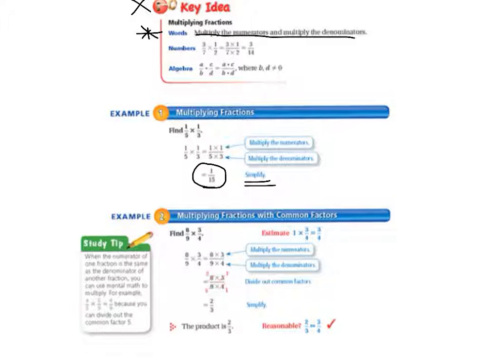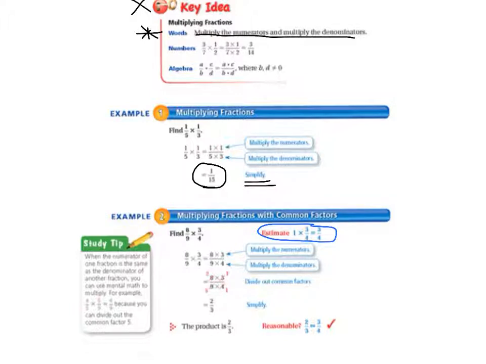So now let's look at example 2. It says multiplying fractions with common factors. And when we do this, it's going to kind of show us a shortcut so that we don't have as much simplifying to do at the end. So find 8/9 times 3/4. The first thing we do is estimate. And of course we do that to see if our answer at the end is reasonable. So if we round 8/9 to 1, we can see that 1 times 3/4 equals 3/4. So our answer that we get should be close to 3/4.